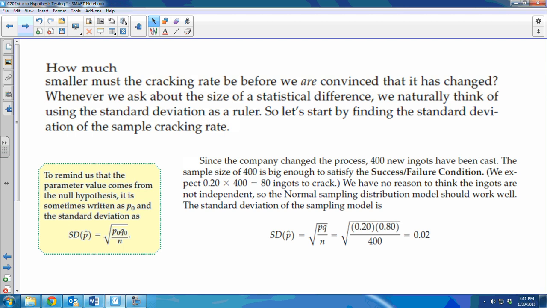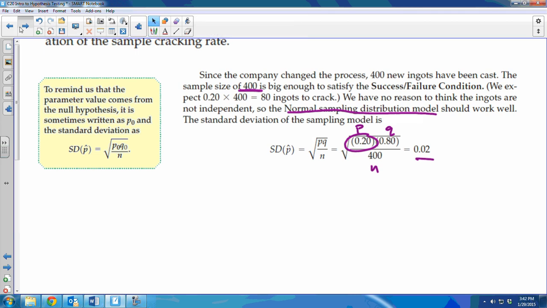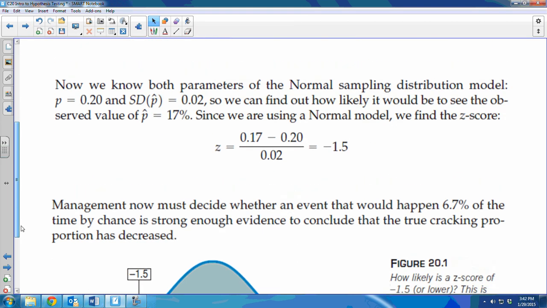So, for the NGOT example, we had 400. We're going to check all the conditions. Sample size is big enough, independent, yada, yada. The normal sampling distribution model should work. And they find the standard deviation. Then they find a z-score. So that was their p-hat. And they get a score of negative 1.5.